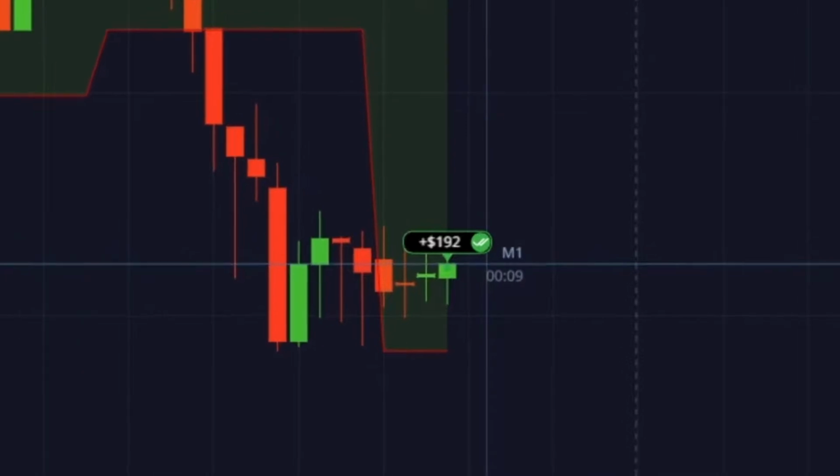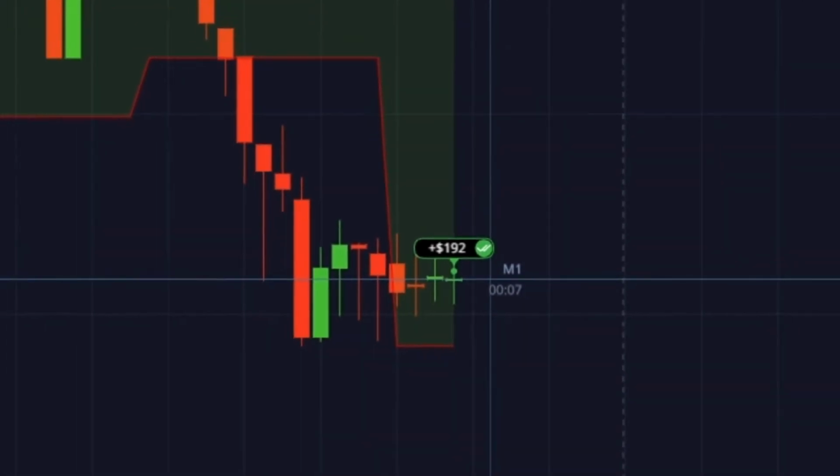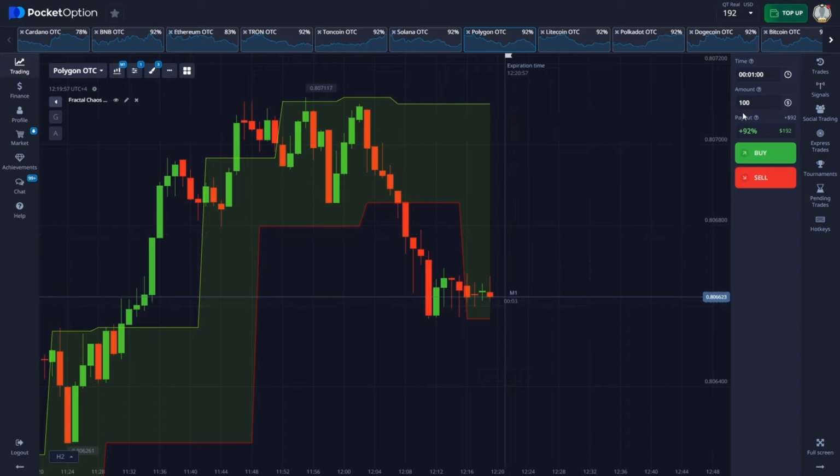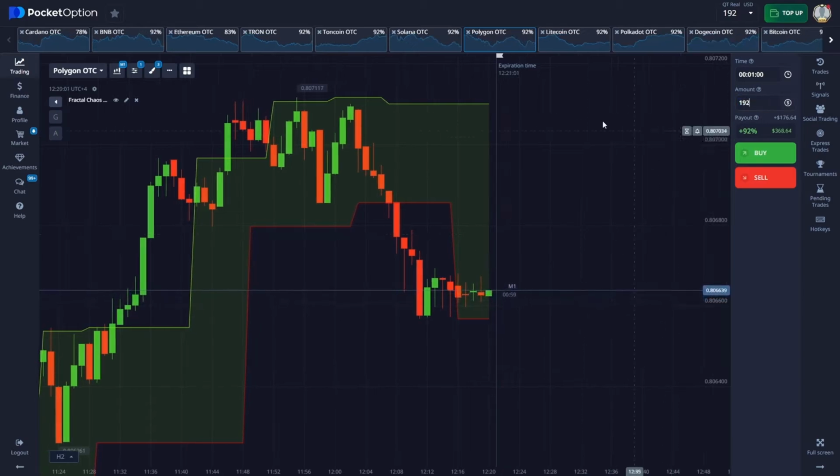A few seconds later, I won my first trade of this compounding session with the help of this new fractal indicator. Now, my balance has turned into $192. Let's find a trade for $192.